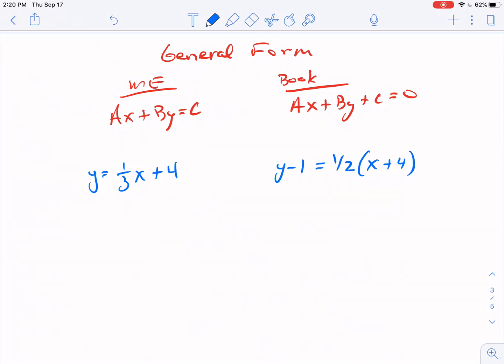Okay, so here's a little information about the general form. Basically on the left, this says me. My preference is to have ax plus by on the left, and I like to have c on the right. The book will say it should be ax plus by plus c equals 0. So I don't care which one you use, it's pretty easy.